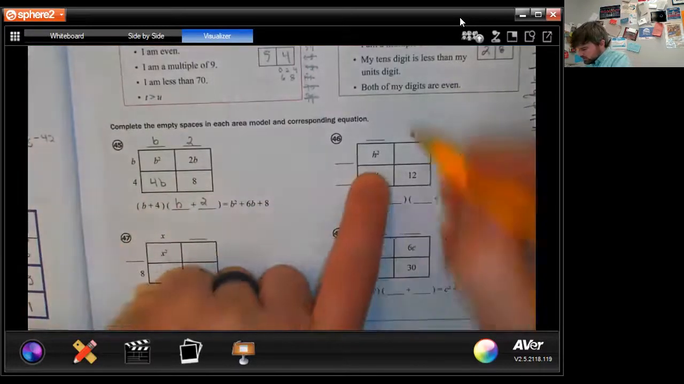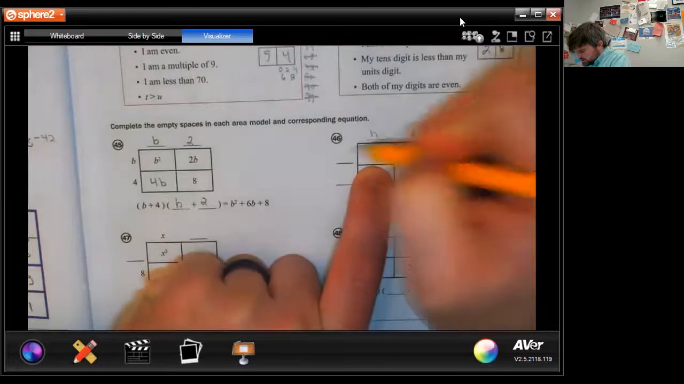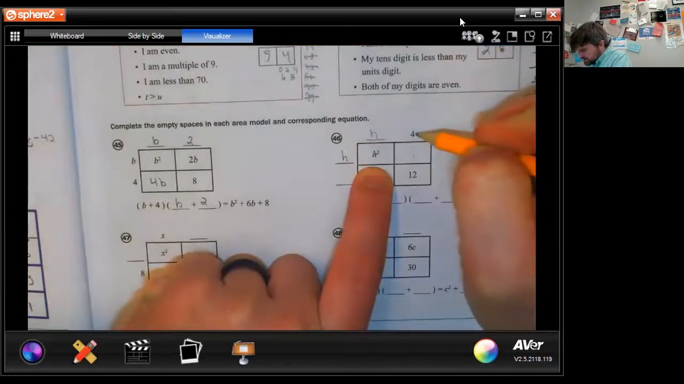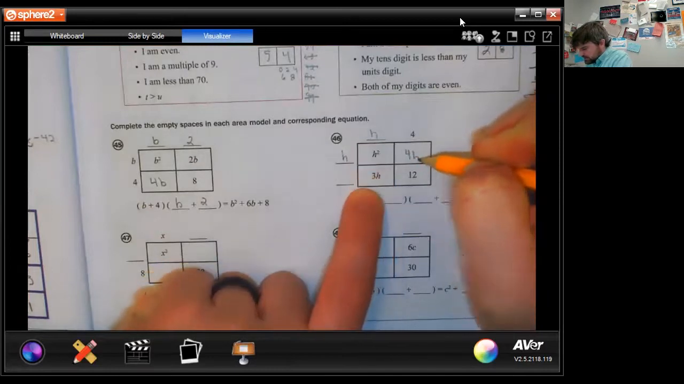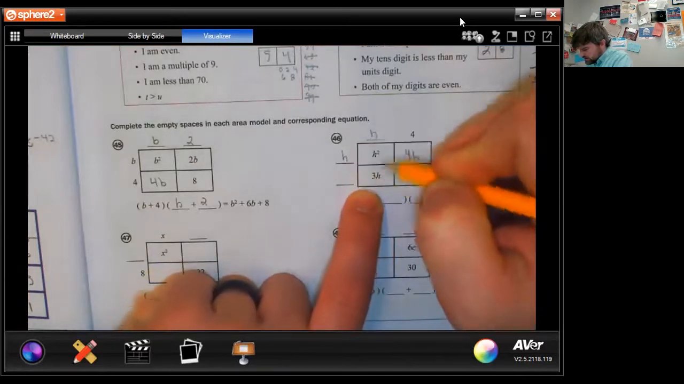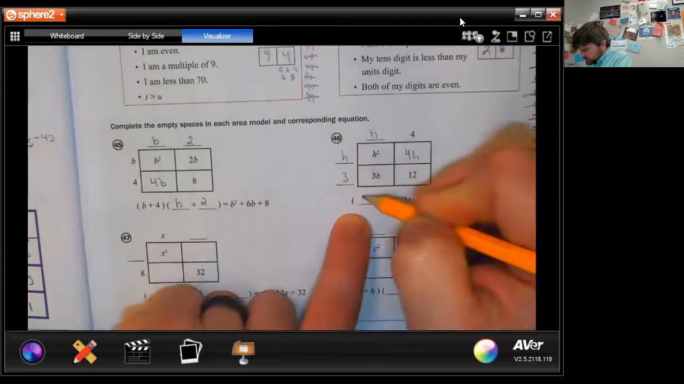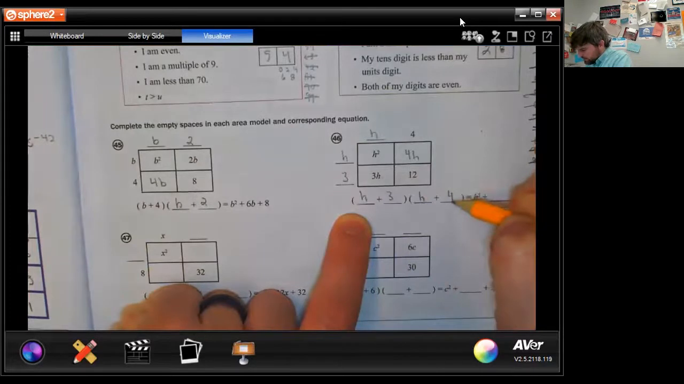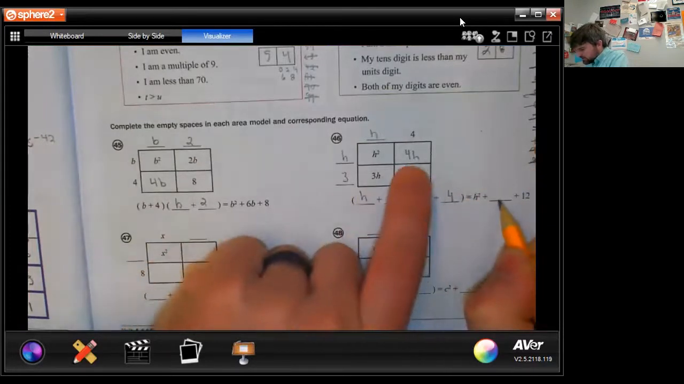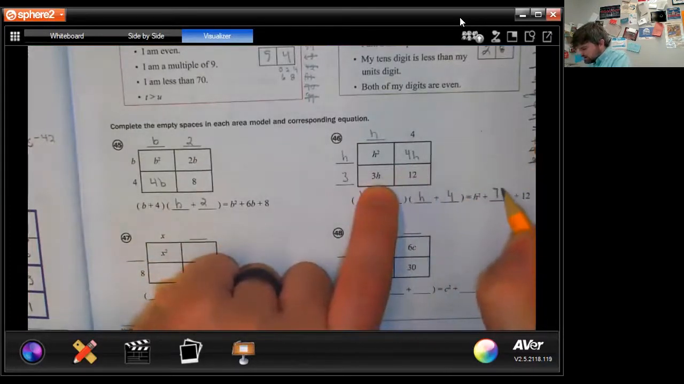Okay, going over here, the only way to get h squared would be h times h. So that leaves this rectangle to be 4h. This is 3h, so h times 3. So it looks like we have h plus 3, h plus 4. You have your like term here, 4h plus 3h is 7h.